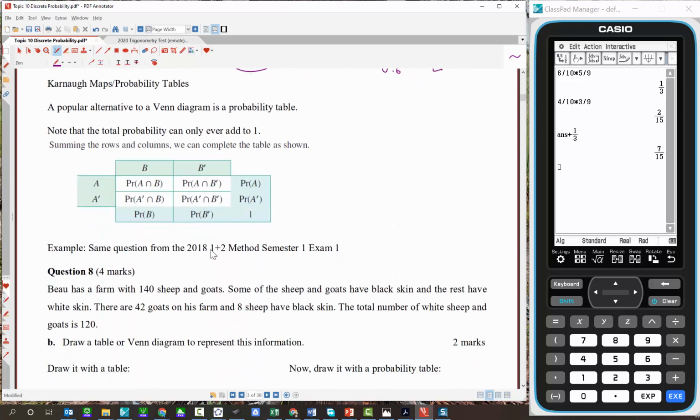Karnaugh maps or prob tables. I had a constant debate with Ms. Kerrigan, who was a huge fan of probability tables or Karnaugh maps, and I always used to sort of roll my eyes a bit at her use of them, but I have to admit now, I won't probably say this to her, but I've come over to her way of thinking on it, and actually I've become a huge fan of the Karnaugh map or the probability table.